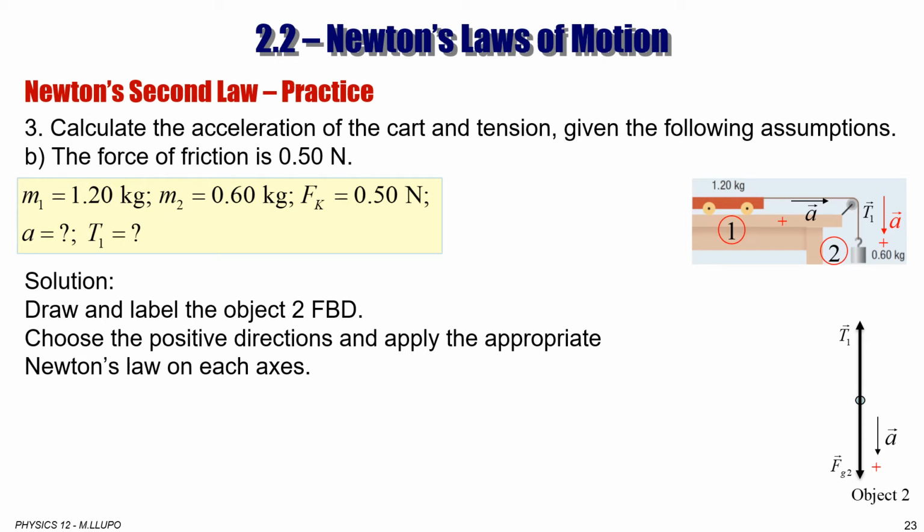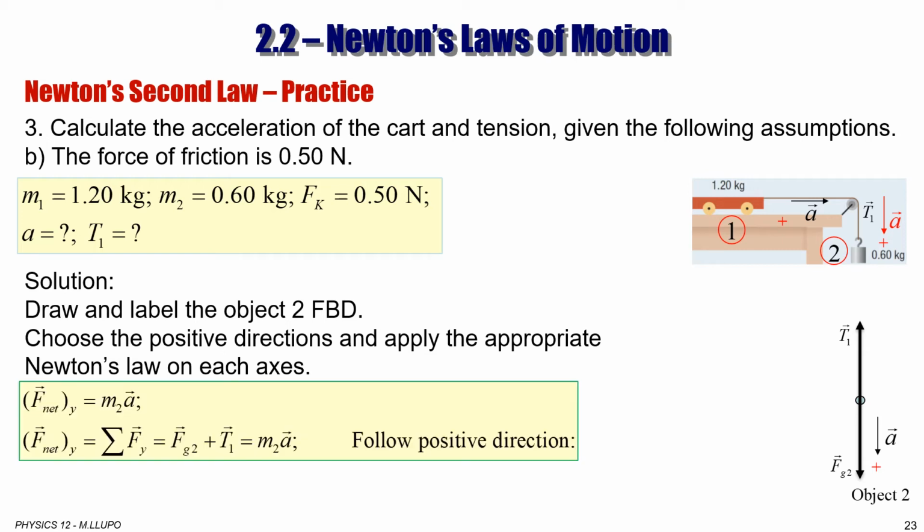And then we apply Newton's second law in the y-axis. So F net y is equal to m2a, and F net y is equal to the sum of all forces. We have two forces on that y-axis. So Fg2 is going to be positive, T1 negative, and m2a is positive because it's the direction of the motion that we already chose. So Fg2 minus T1 equals m2a, and that will be equation number 2.